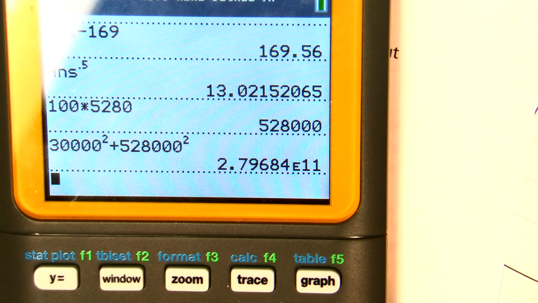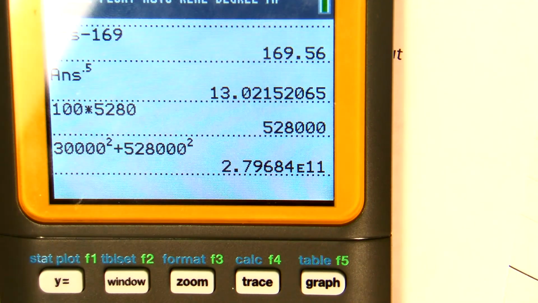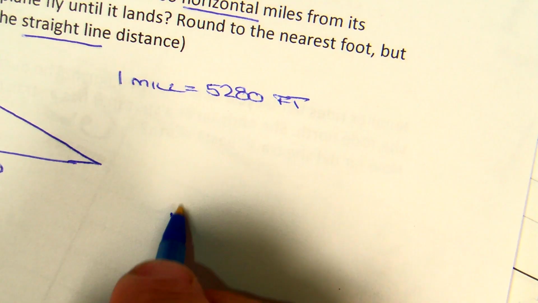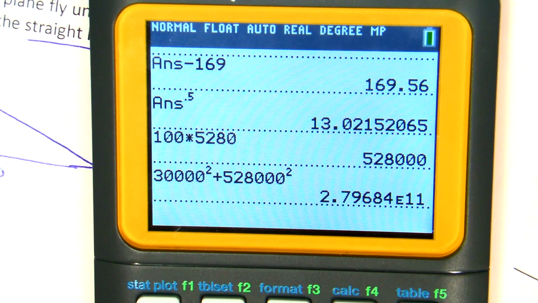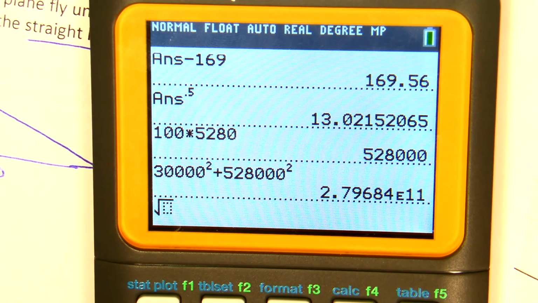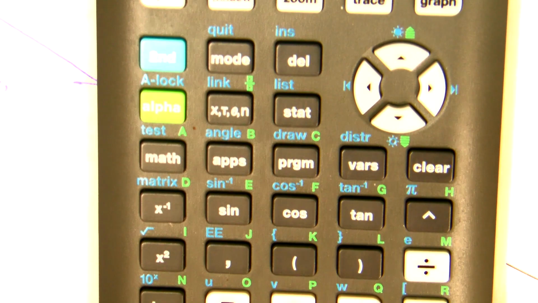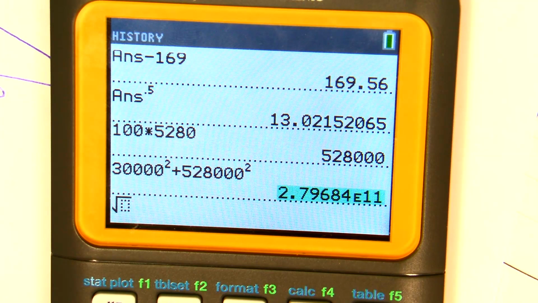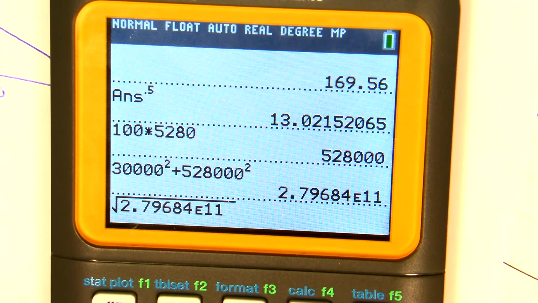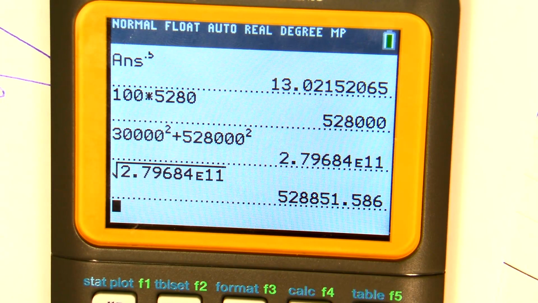But with Pythagorean theorem, whatever that number was, what did we then do? The square root. Now, just to make sure we all understand, there's multiple ways to do the square root. One way is to do second squared. So that's second and then the squared button. Alright? Now, if we want to select that number above it, all we got to do is hit up and highlight. And we hit enter. It'll automatically bring that down. Good? Now we hit enter, and we get that number, 528,851.586.